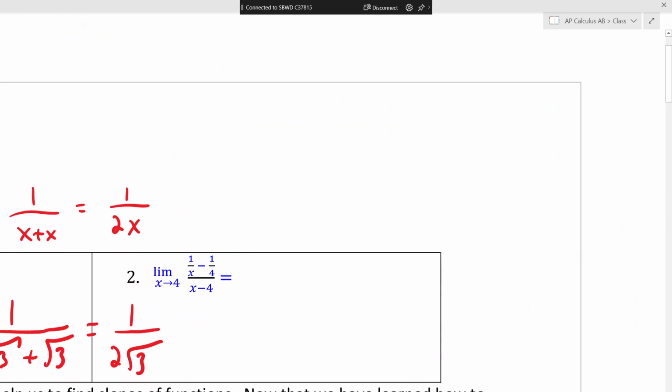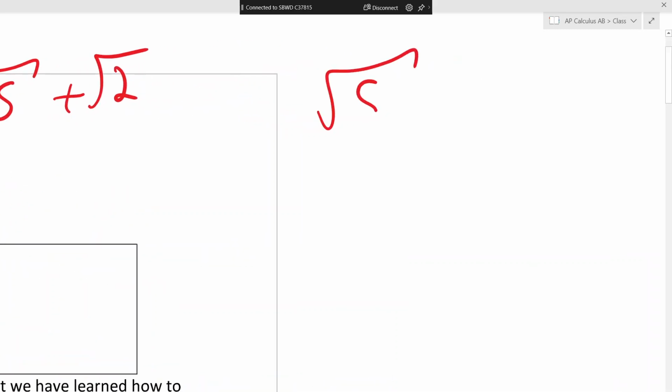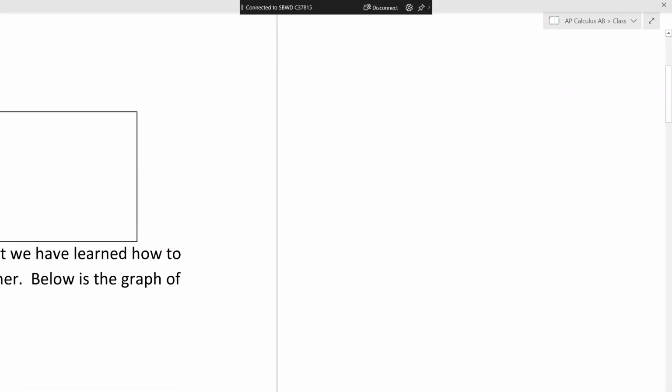So if we had something like this, what's root 5 plus root 2? That's just what that number is. Root 5 plus root 2 is just that. Cool? Multiplication with roots works out super nicely though. Like root 5 times root 2, that works how you want it to. That's root 10. Okay? All right.